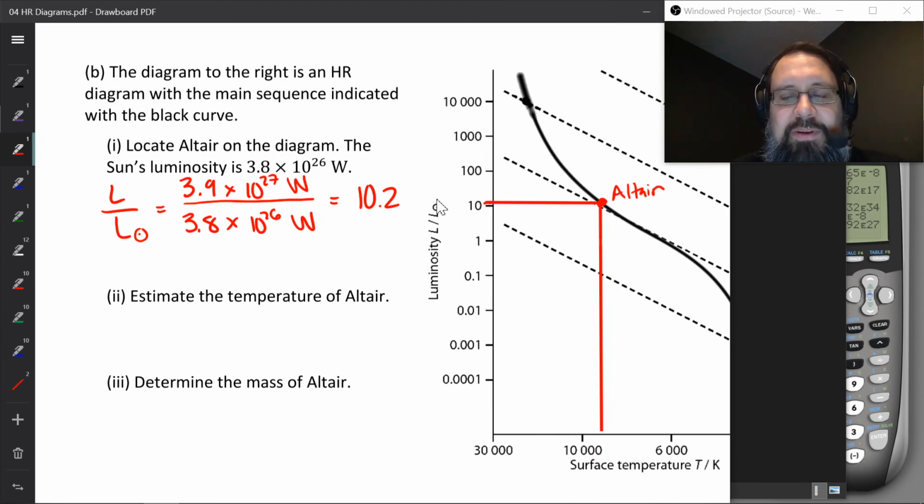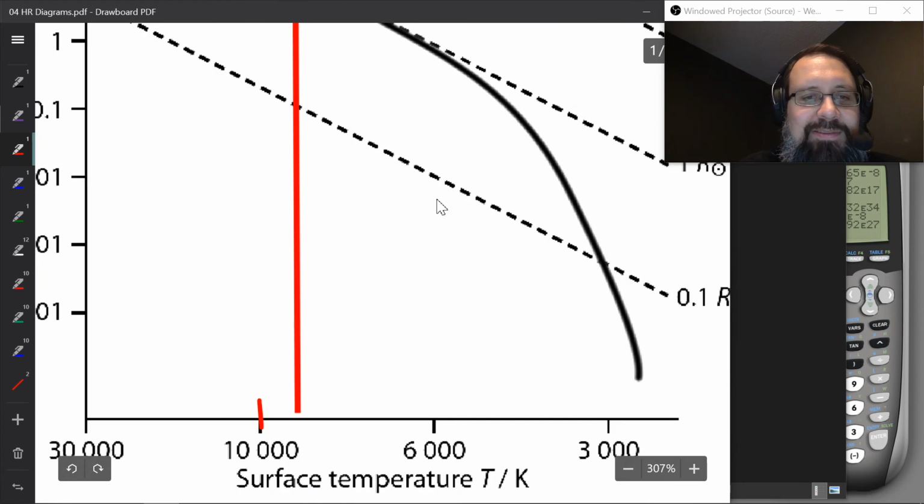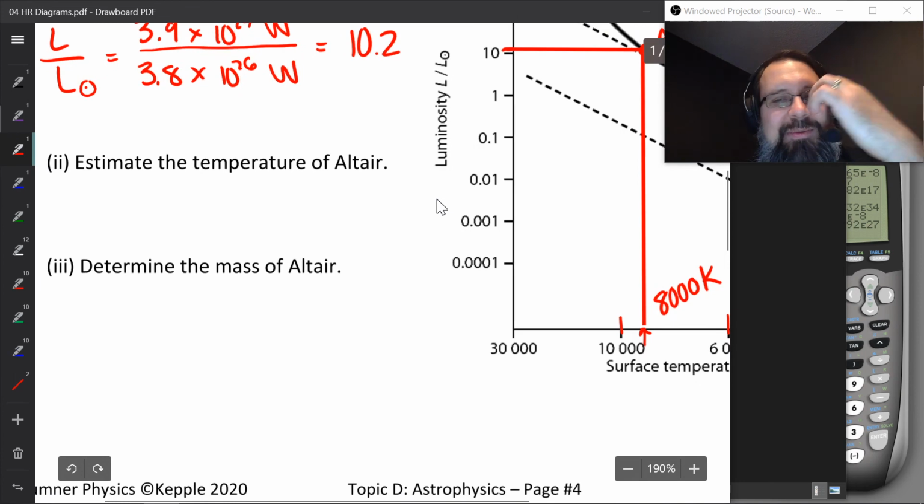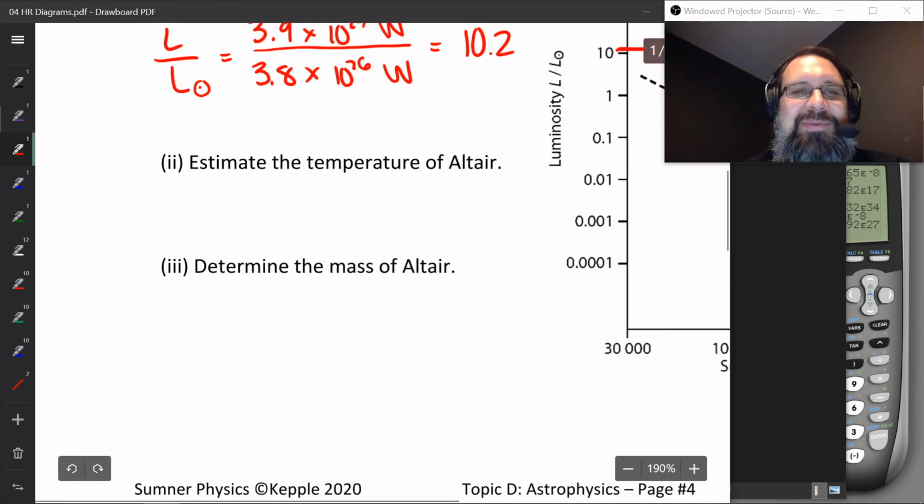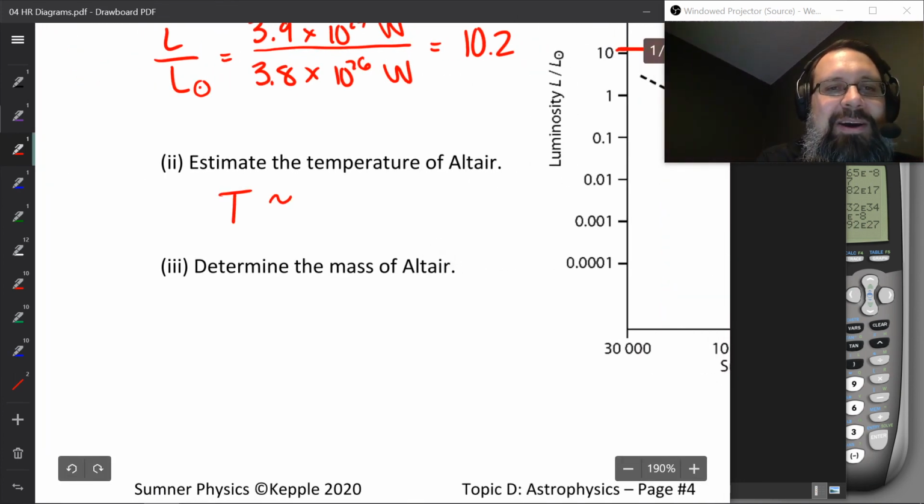Estimate the temperature of Altair. So looking at this chart, this is really hard to do because this is 10,000 and this is 6,000. What the heck is right there? So I'd say that's about 8,000-ish. So we'll just go with 8,000 Kelvin. Remember, we're just estimating it. We don't have a very good scale here. So we'll just say that the temperature of Altair is about 8,000 Kelvin.